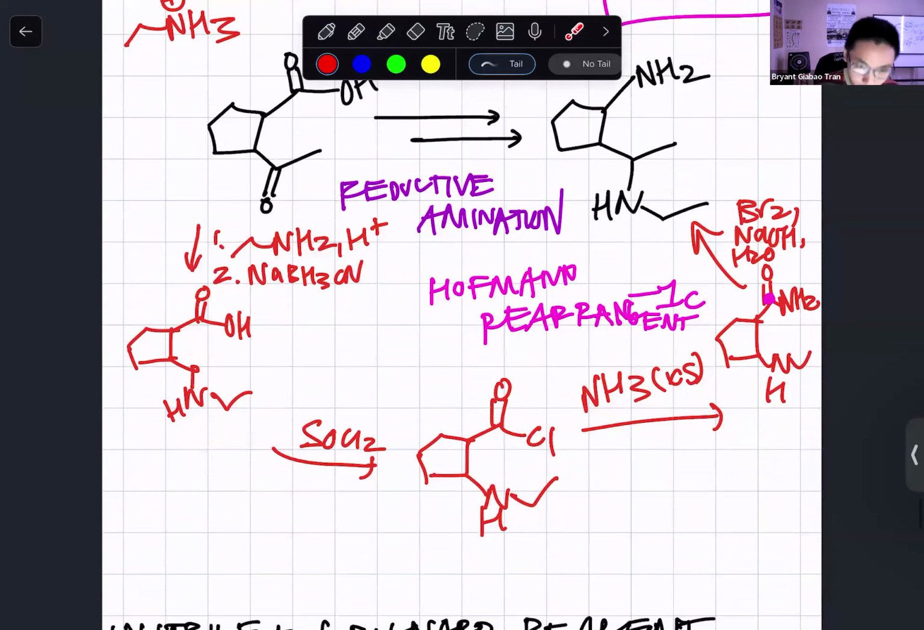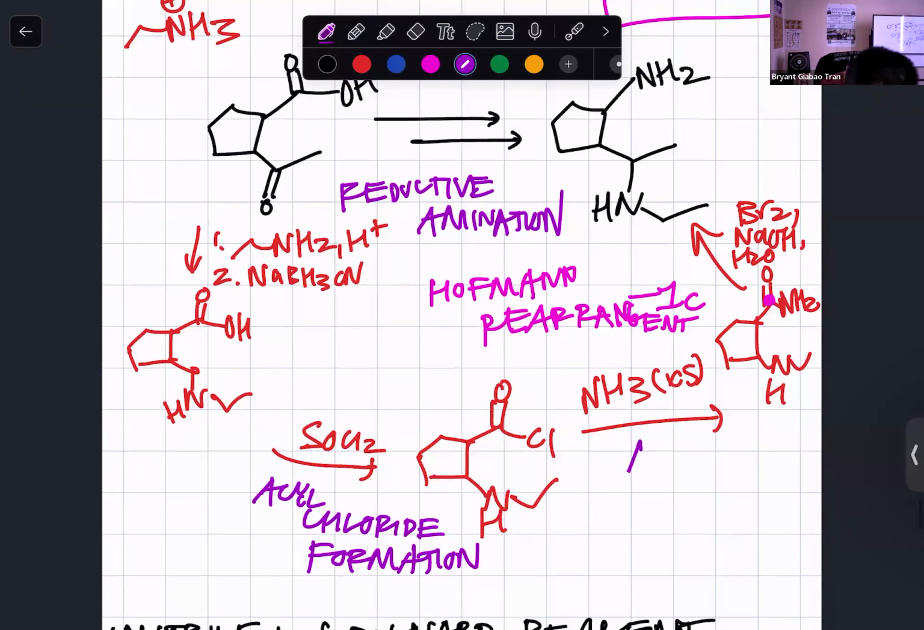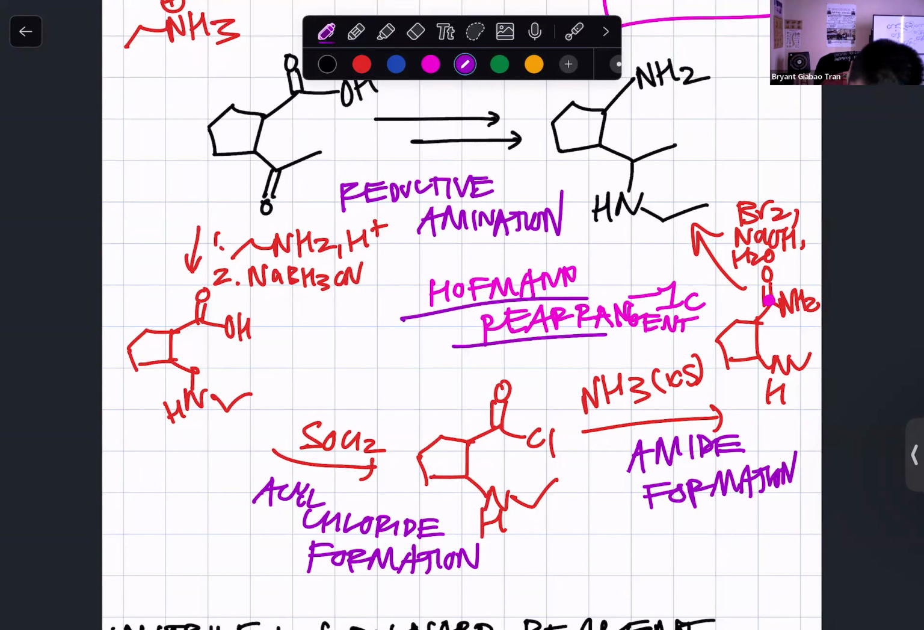Where the first step, the route that you proposed at the beginning, we did reductive amination first, and then acyl halide formation, specifically acyl chloride formation. If you wanted acyl bromide, you would use PBr3. And then we did amide formation. And then we did Hoffman rearrangement.